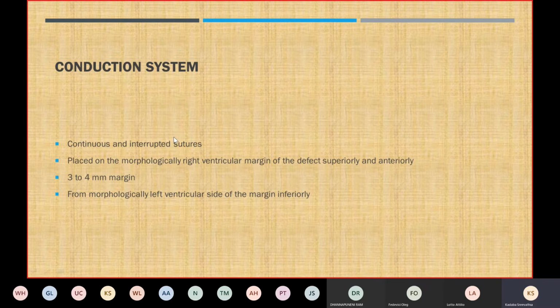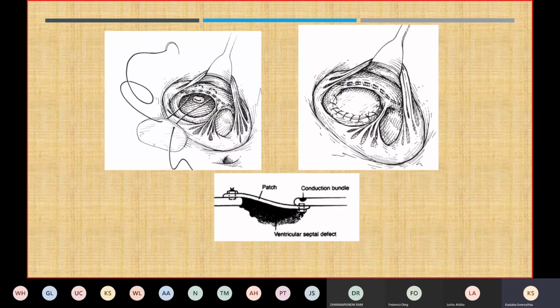All right. When closing the ventricular septal defect, we have to be careful about the conduction system, as I've already mentioned. We can see here the conduction system is not at the AV node. It will be somewhere anterior, and it passes anterior-superior to the ventricular septal defect. Now this dotted line is the pathway where the bundle is crossing, and we need to be careful of this bundle. How do we take care of this bundle?